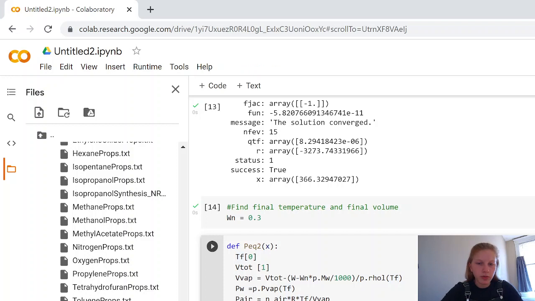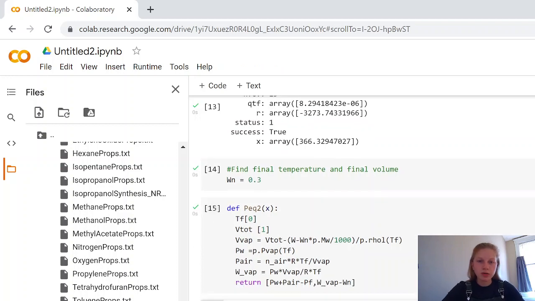And then we want it to return, the functions that we want to go to 0 are the sum of the partial pressures. So we have our partial pressure of water plus pressure of air minus final pressure. And then we also want the change in moles to go to 0. So we have our W vape minus Wn, which was our 0.3. Okay. Awesome, that loaded in correctly. Now let's see what it gives us.